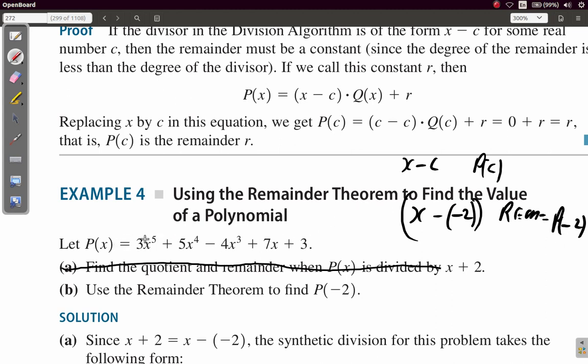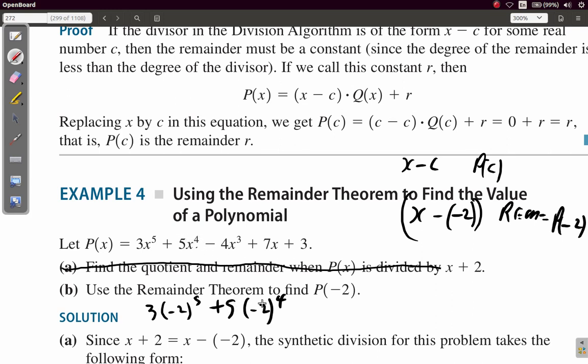If you consider this polynomial as p of x, then to find p of negative 2, you're going to substitute negative 2 for x. So you have 3 times negative 2 to the power 5 plus 5 times negative 2 to the 4th. See that? You put negative 2 where x is. This is 3x to the 5th, so you put 3 times negative 2 to the 5th, plus, this is 5x to the 4th.